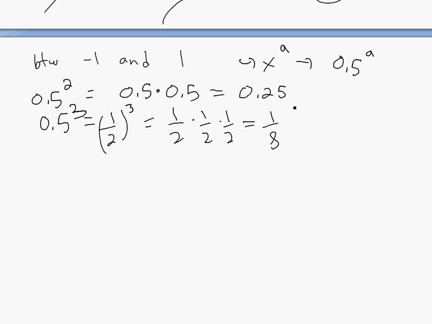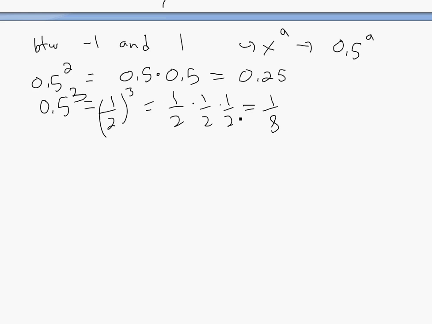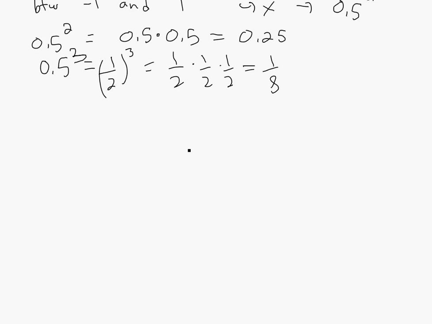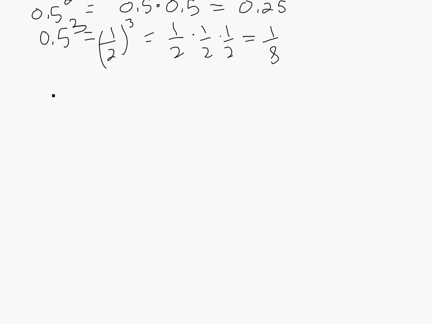So this one's actually less than this one. As you can see, the higher the power, the smaller the number is. So that's why it was like that. And then when you get greater than 1, you're just going to exponentially get bigger. Okay, now let's look at another case.